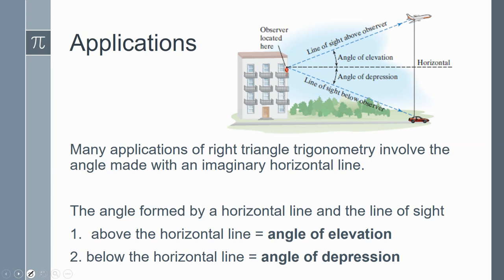So when you're thinking about setting up triangles, that means that your angle of elevation is always going to be on the bottom of the triangle, inside the triangle, and the angle of depression is technically outside the triangle up at the top.